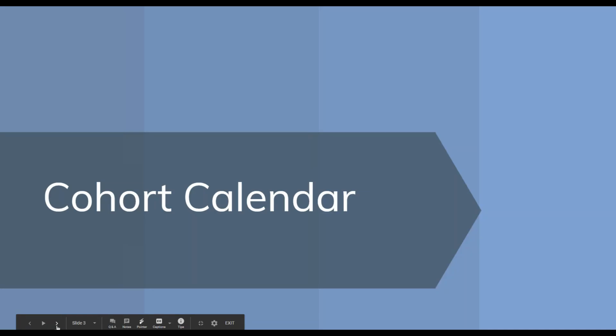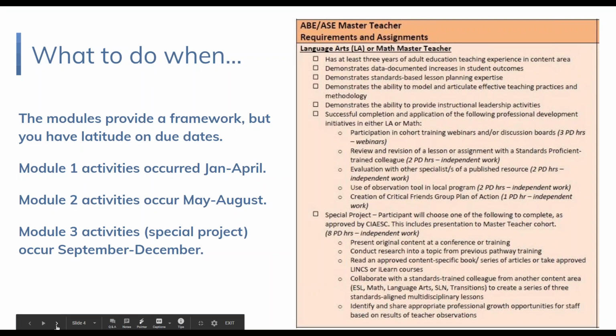So just very quickly, we will start with the calendar. And as just a reminder, the cohort started in January and we run all the way through December. So technically you have until December of 2020 to finish everything in the master cohort. So again, don't worry about deadlines at this point. Here is a quick outline.